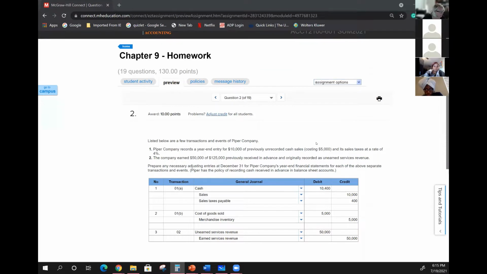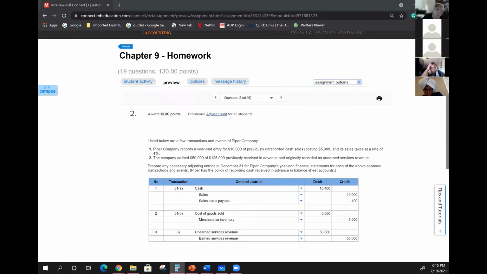It's telling me that it costs $5,000. So not only do I book the sale, but since I've sold some merchandise, I have to remove the merchandise and I set up the cost. So my debit's my cost of goods sold, $5,000. I'm setting up my credit to inventory because that is no longer available to sell. So I want to make sure I clear that out. $5,000 credit. And then I have unearned service revenue.